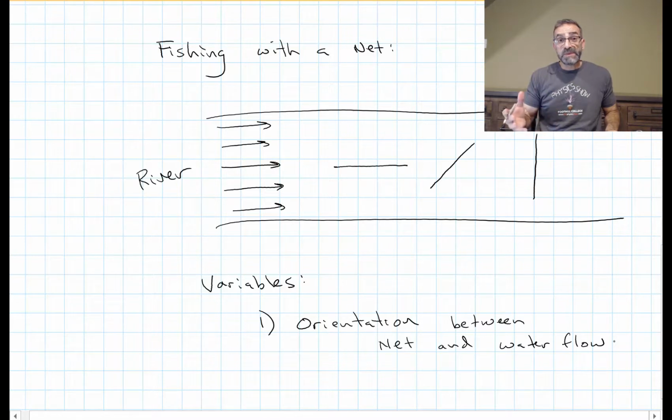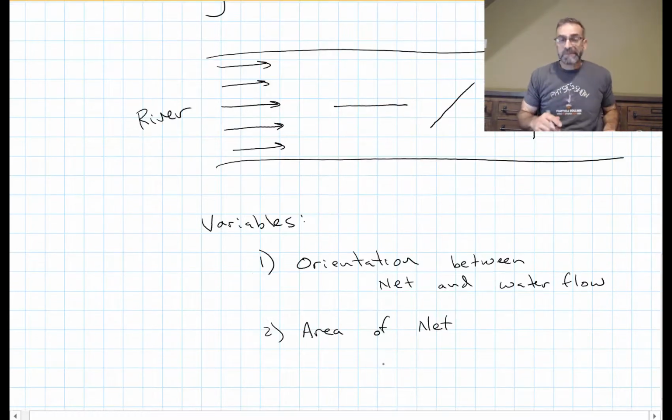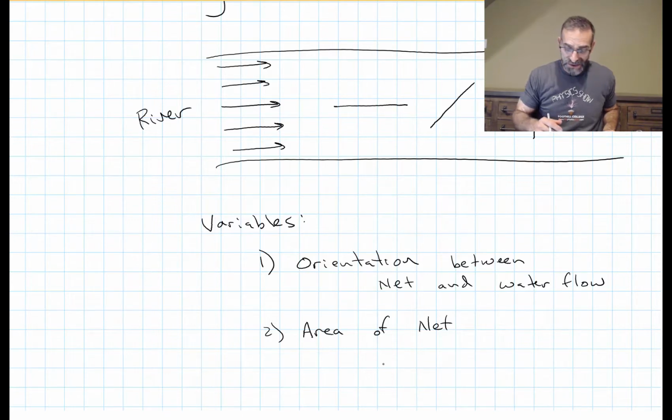How about using a bigger net? If you put a bigger net in, you'd have a better chance of catching a fish than if you use a smaller net. The area of the net is another variable. And can you think of a third one? If you're a utility company and you own the dam at the top of the river, you can control the flow of water in that river. So the third variable is the flow of water.